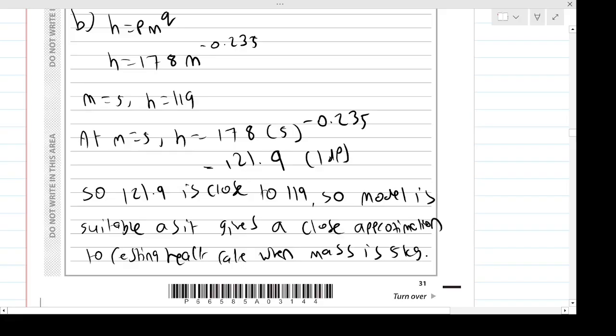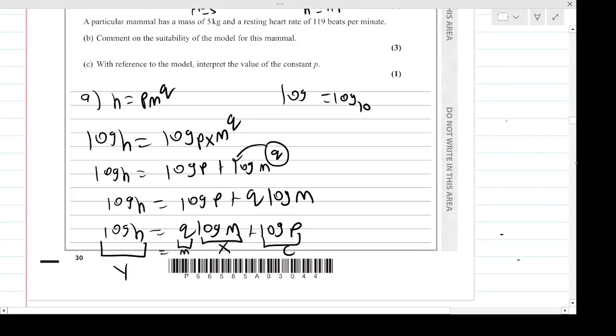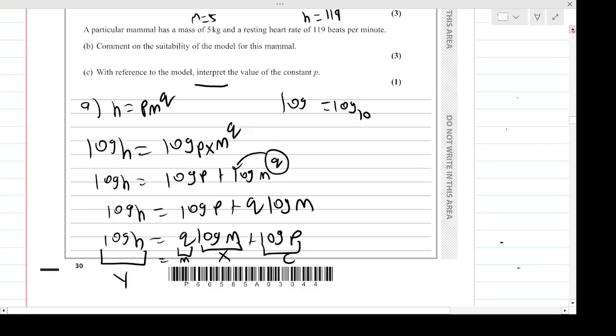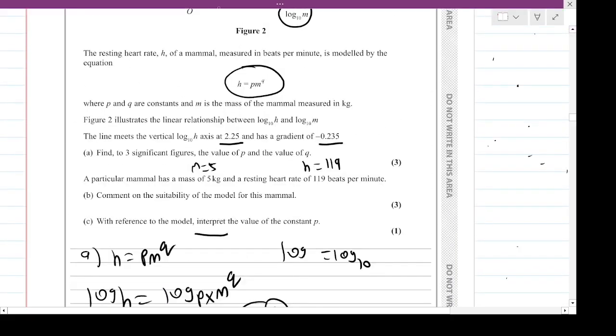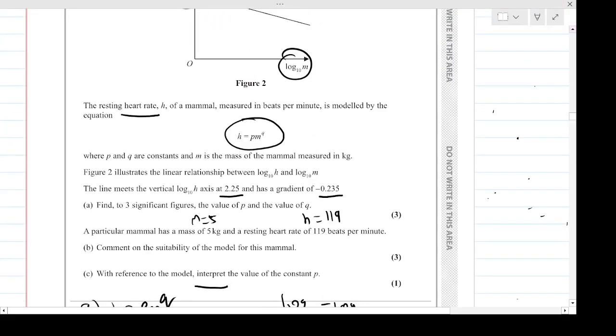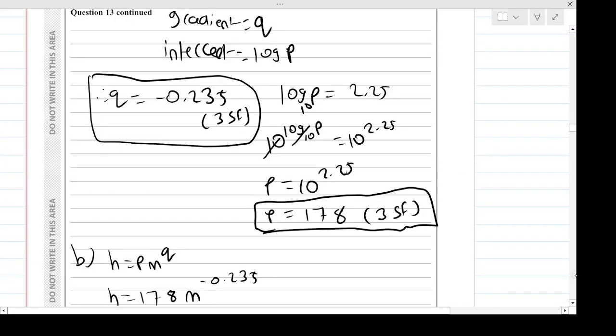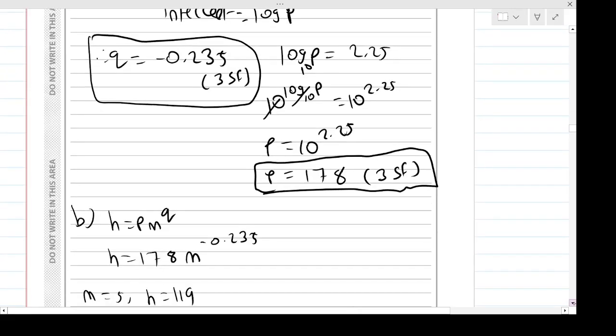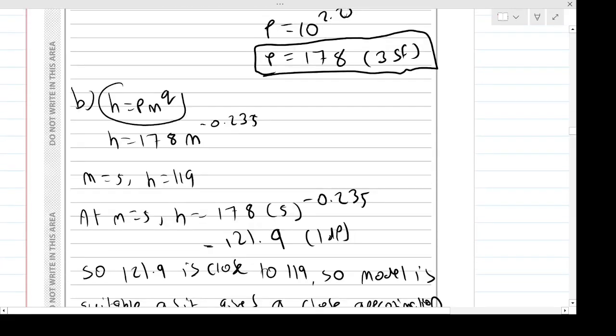There we are. Okay, then it says for part C, with reference to the model, interpret the value of P. So key exam word again, interpret means explain what it means specifically in the scenario they've given. So specifically in the scenario about heart rates with a mammal with a certain mass. Okay, so what does P mean? So again, if I remind you of the model here, H is PM to the power of Q, right?